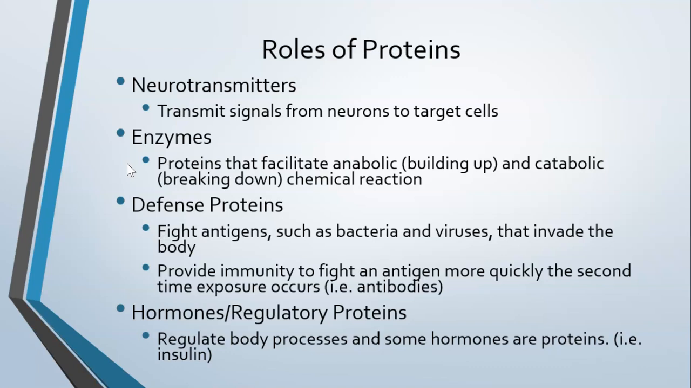So some of the roles of proteins include neurotransmitters. These are transmitting signals from your brain to cells. Enzymes are going to facilitate chemical reactions. They either build up stuff or break stuff down. Your whole defense system is all proteins. Your immune system is all proteins. Hormones, regulatory proteins, all of your body processes are triggered and stopped by proteins.